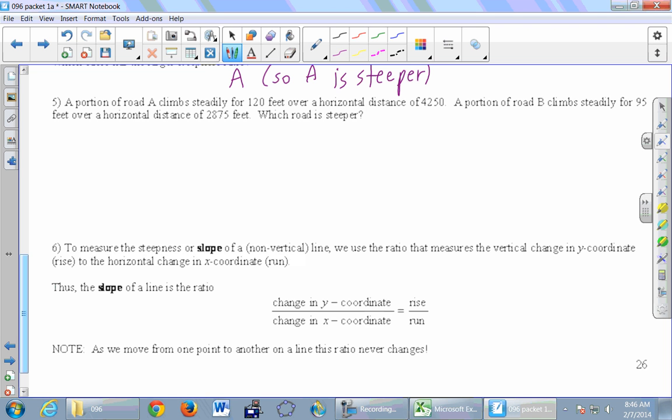Okay, so let's give this one a shot. So we're going to draw a couple of pictures. So we've got road A. And then I'm going to draw on these 2 dotted lines because those are the horizontal and vertical parts for road A. We don't need to worry about scale at all. I'm just drawing a random diagonal line here. Okay, for road A, what's this horizontal distance? 4,250 feet. That's that piece. What's the vertical? Is 120.